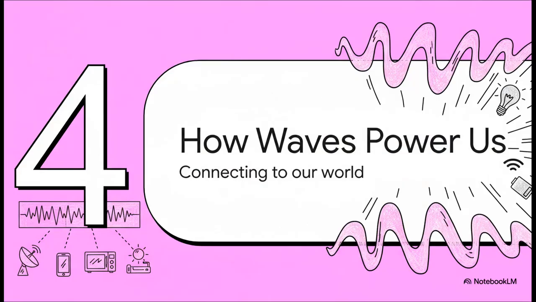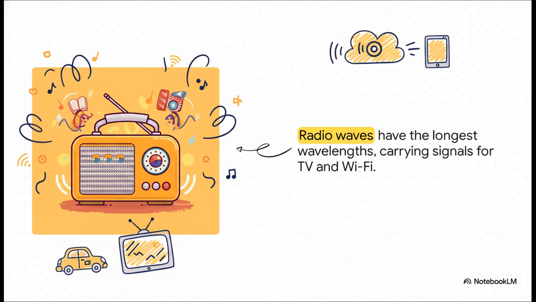Okay, let's connect this amazing, invisible spectrum back to our everyday lives and finally solve that mystery we started with. So way down on the long wavelength, low energy end of the spectrum, you've got radio waves. These guys are perfect for carrying information across huge distances. Your car radio, your TV signal, and yep, your Wi-Fi. All of it runs on these invisible workhorses.